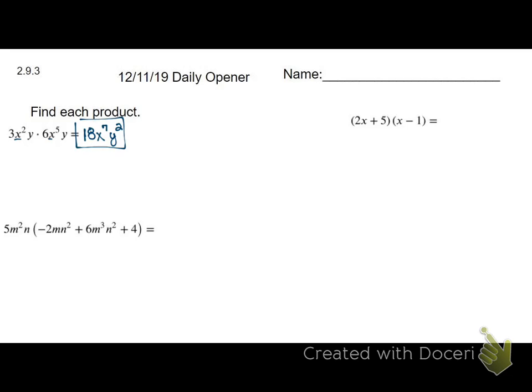Do not forget, when there is a variable by itself, it's that invisible 1. It means it has an exponent of 1. So you have y to the first times y to the first, which would be y to the second. Okay.